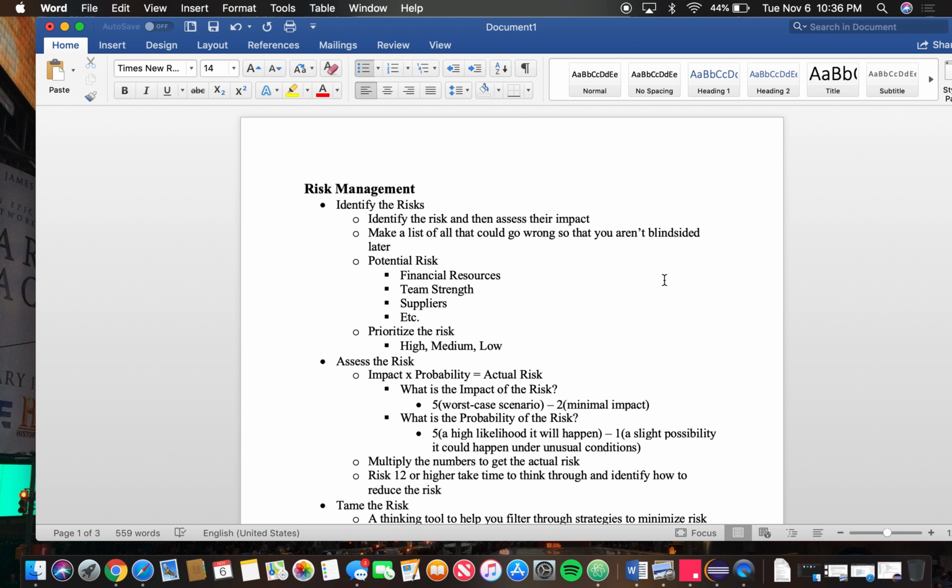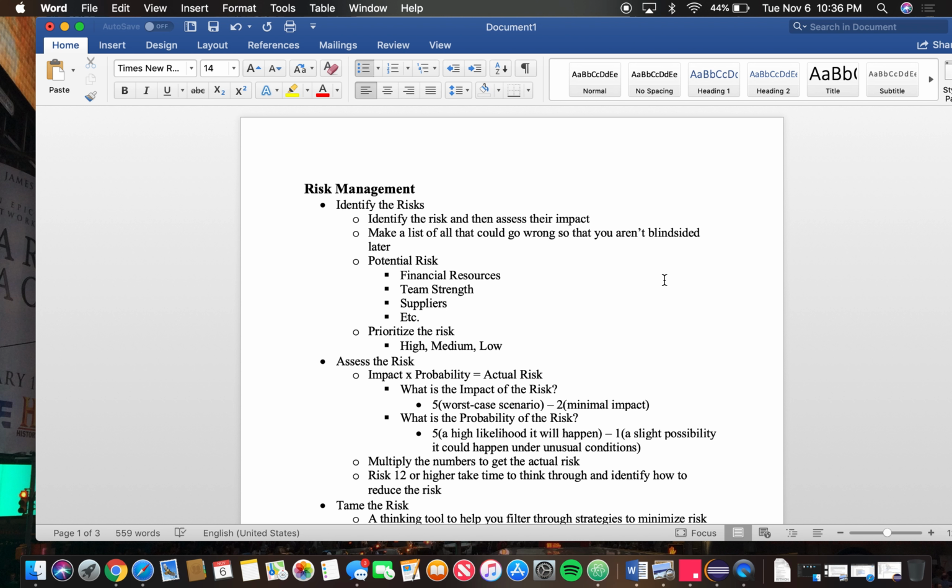So we started off with identifying the risks. Basically, identify the risks and then assess their impact. You got to make a list of all that can go wrong so that you're not blindsided later. You first make all the potential risks, so that could be financial resources, team strength, suppliers, etc. And you got to prioritize the list, from high, medium to low.